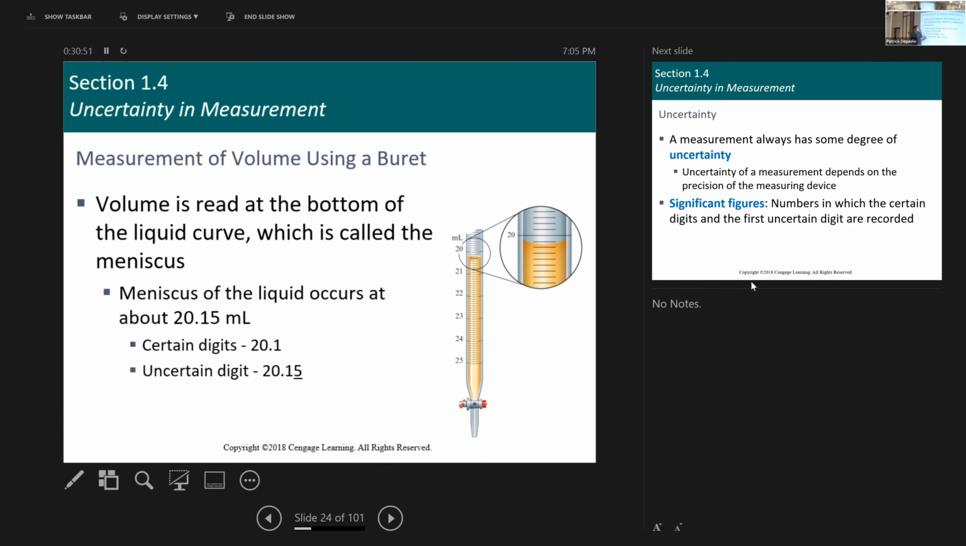And then what you can do is guess 1 digit beyond the tick marks. So guess 1 digit more precise than the tick marks allow you to. That's where the 0.05 comes in. So your uncertain digit will be just the 5 at the end. So you have that one level of guessing after your real measurement. That make sense? Good, good, awesome.